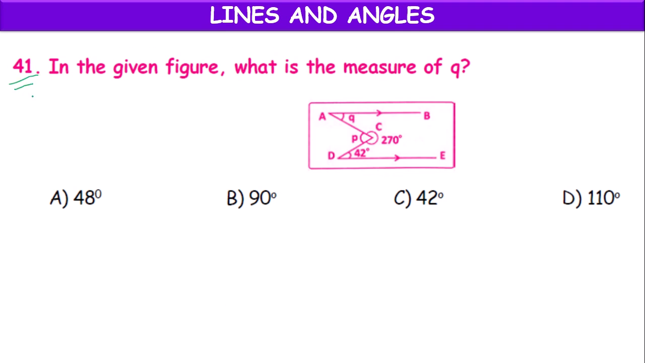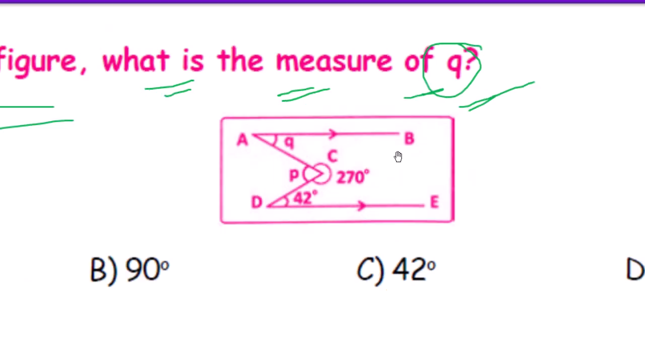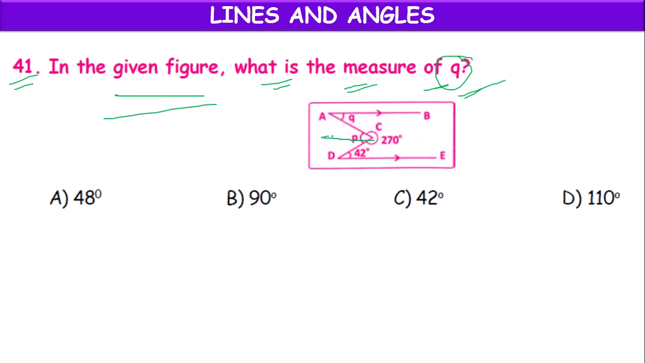Next, 41. In the given figure, what is the measure of Q? So here AB is parallel to DE. For identifying the transversal, we have to draw one more parallel line through P. Let's draw one more parallel line through P. FZ parallel to AB, parallel to DE.